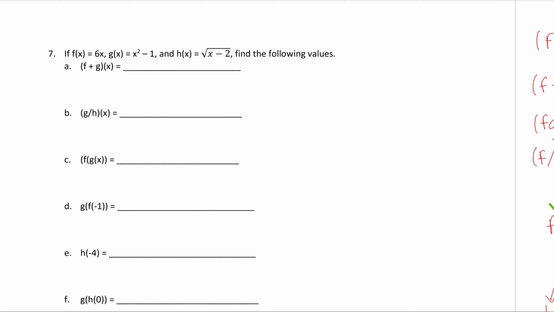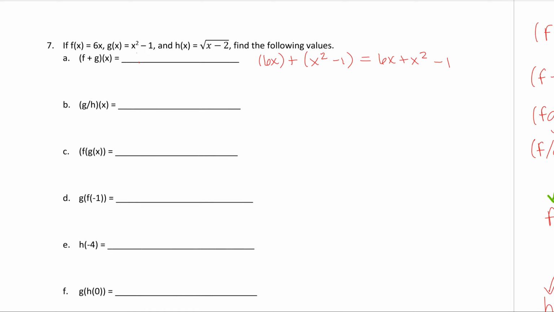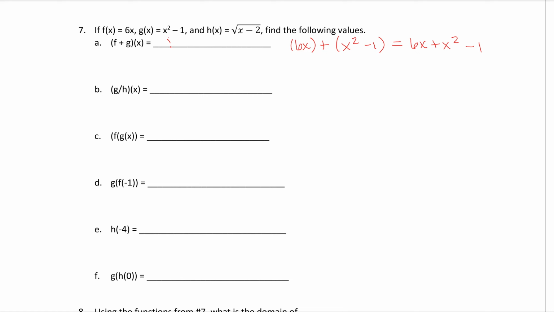Okay, so we have f plus g. So I know I'm going to take f, which is 6x, plus g, which is x squared minus 1. I know that my parentheses are not affected by a plus sign, so I'm going to get 6x plus x squared minus 1. But when I go to write my final answer, I know I'm going to put it in descending order, so I get x squared plus 6x minus 1.